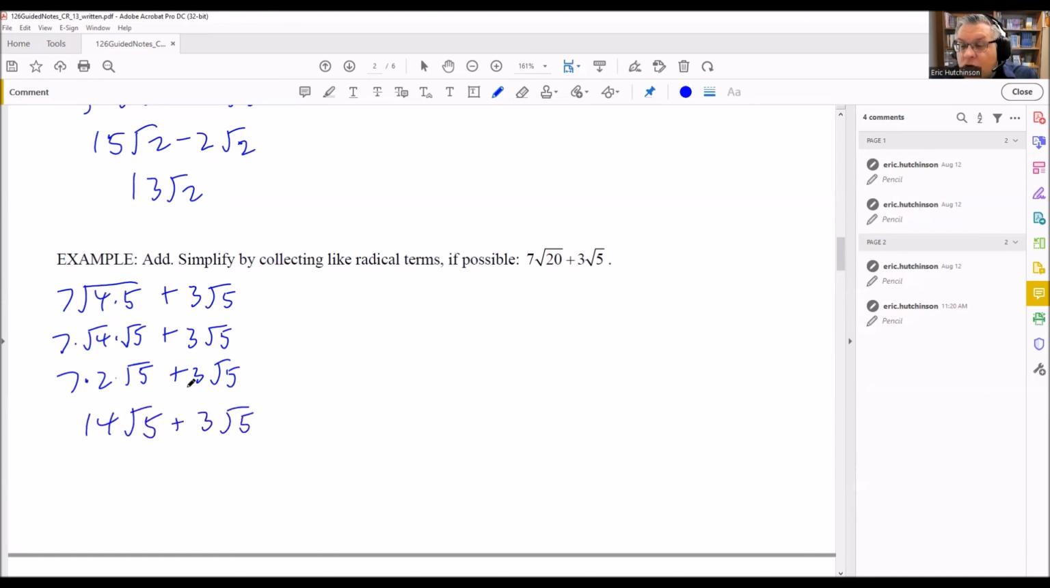Now, the two radicals are the same. We can now add these together. So 14 plus 3 is 17. And then you just include a square root of 5 after it.